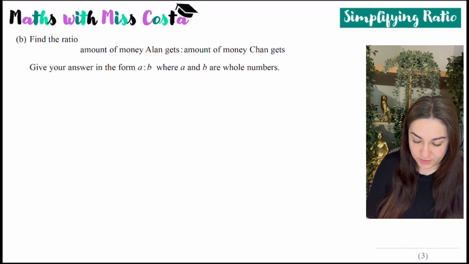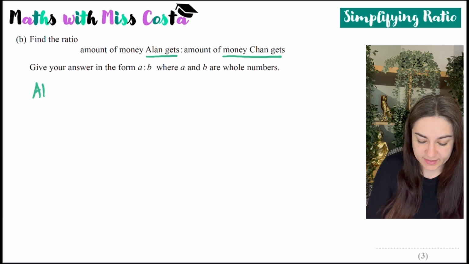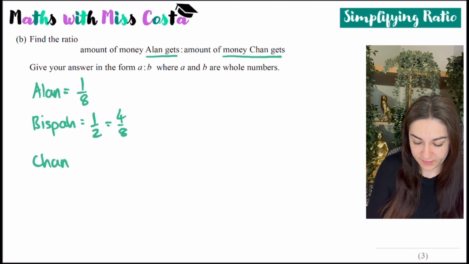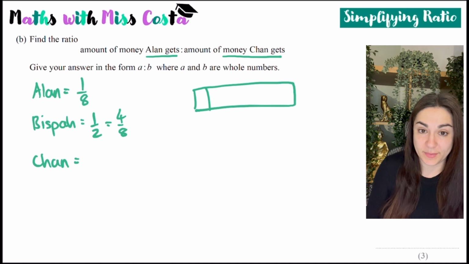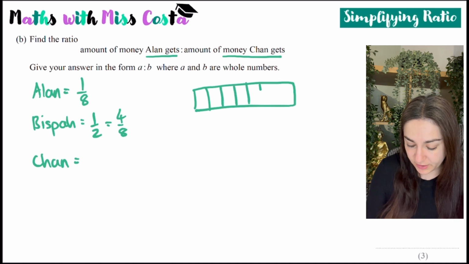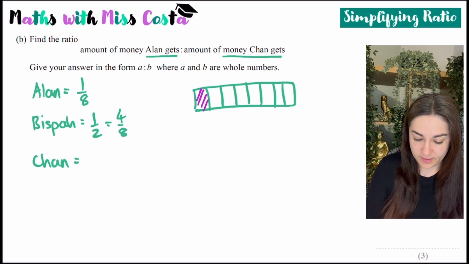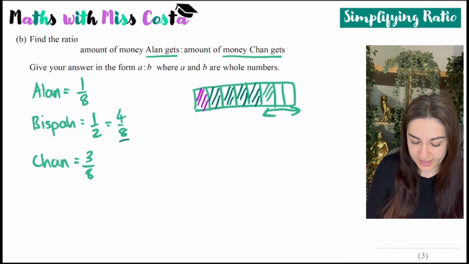For the next part, I'm told to find the ratio of the amount of money Alan gets to the amount of money Chan gets. So once again, let's just write it out. I know that Alan gets 1/8, Bispa gets a half, and therefore that's 4/8. So I need to figure out what Chan gets. So I could just draw it out again to visualize it. 1/8 means a whole has been split into 8 parts. So 1, 2, 3, 4, 5, 6, 7, 8. I know Alan takes up 1/8. Bispa, I've worked out, takes up 4/8. So that must mean that Chan gets 3/8 of the money.